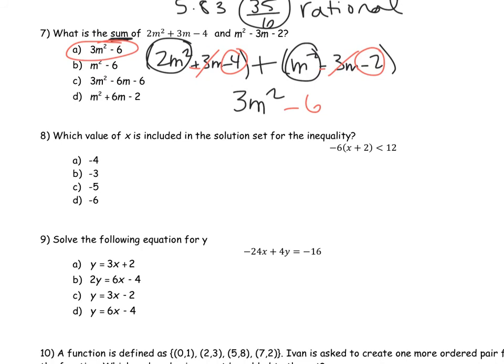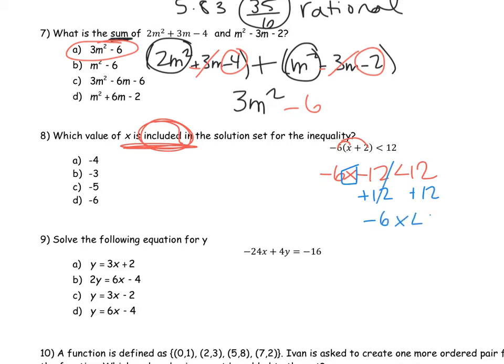Which value of x is included? Is included. So which value of x is working? Okay. Distribute. We have negative 6x minus 12 is less than 12. Solve for x. So we're going to add this 12 to the other side. Negative 6x is less than 24. Okay. Now, when we divide both sides by a negative, that means our inequality symbol has to change. All right, it flips. So x is greater than negative 4.